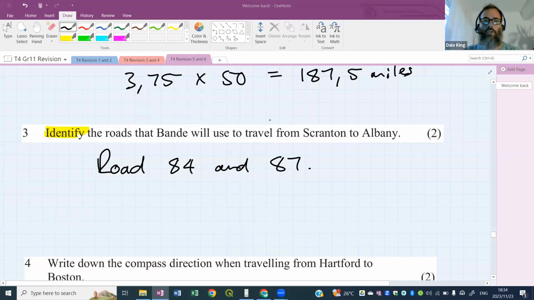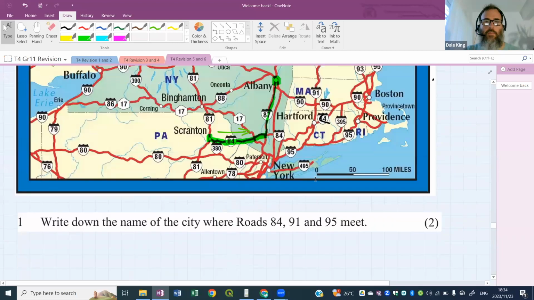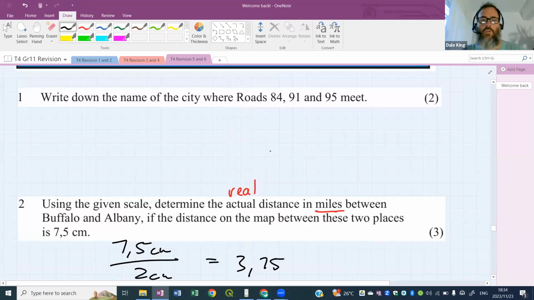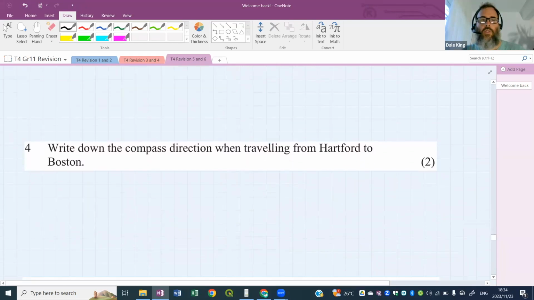Now you could use another route if you want. So this is not the only correct answer. We can also go 8188, and then we'll join the 90 for the last little section to Albany. So we can go that way as well. All right, there are other options. The one that you guys suggested is not the only option. So there are other options here to get your 2 marks. Okay. All right. Number 4, let's have a look and see.